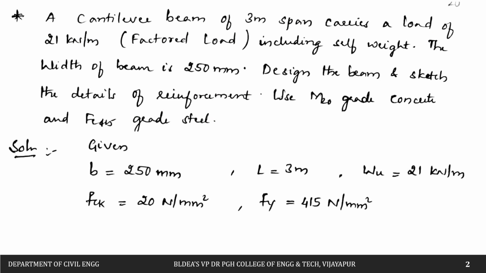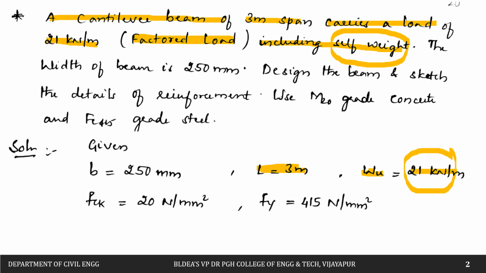We have a cantilever beam of span 3 meters. So L is equal to 3 meters, which carries a load of 21 kilonewton per meter, which is a factored load. So the factored load is already given to us, that is WU, 21 kilonewton per meter, which is including self weight. So self weight is already included in this load, and again we need not add the self weight, floor finishes and all.